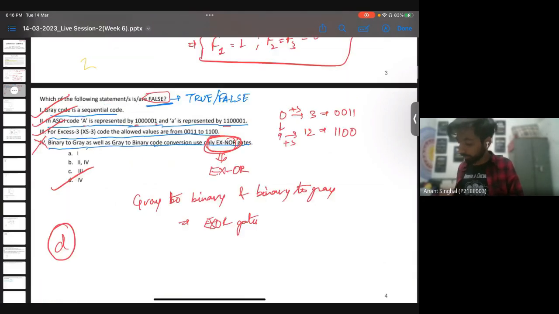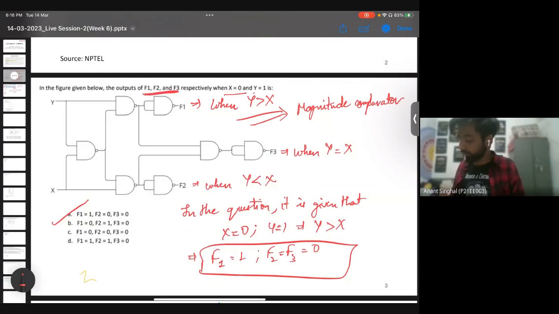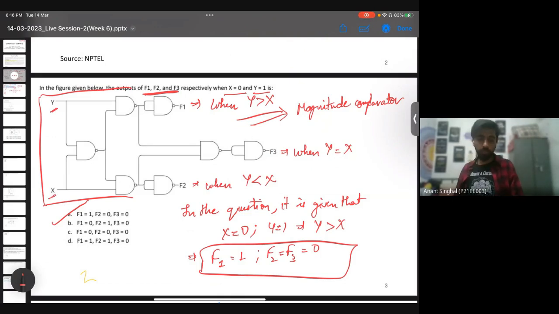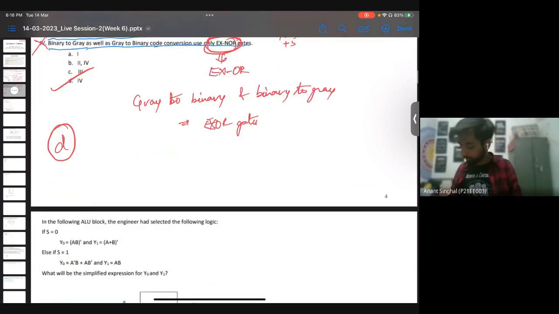Again, this was quite a simple problem. I'll repeat the first question again. In this question, it was asked what will be the value of F1, F2, F3 when x equals 0 and y equals 1. So this circuit is nothing but a magnitude comparator. It compares whether y is greater than x, equal to x, or less than x. So F1 covers the case when y is greater than x, F2 covers the case when y is less than x, and F3 covers the case when y is equal to x. So according to the question, the answer was option number A. And then we covered a theoretical question. So let's move ahead to the next question.